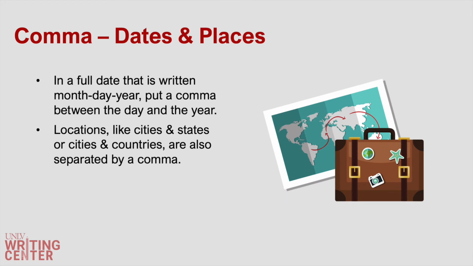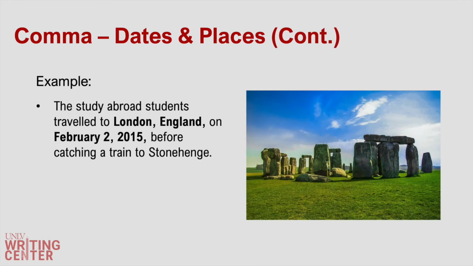If you're writing out a date in full month, day, year format, put a comma between the day and year. You'll also put a comma after the year. You also use a comma to separate geographic places, like in the following example. "The study abroad students traveled to London, England, on February 2nd, 2015, before catching a train to Stonehenge."